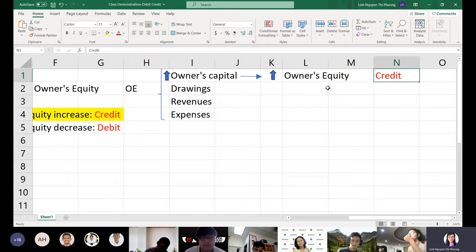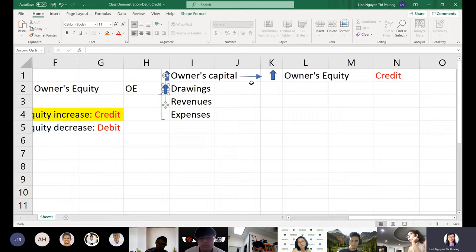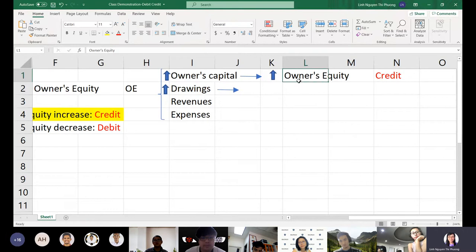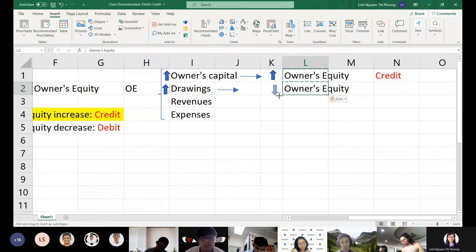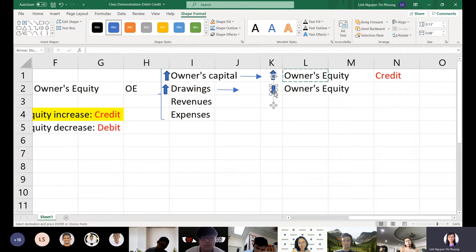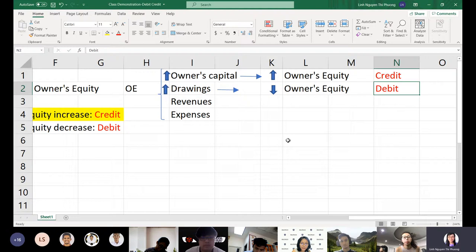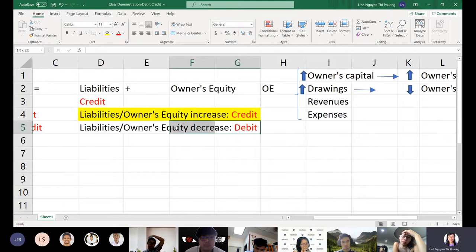What about drawing? When drawing increase, what happened to owner equity? Decrease. Owner equity will decrease. Good. So when owner equity decrease, do we debit or we credit? Debit. We debit. Very good. Remember here, we will debit when owner equity decrease.